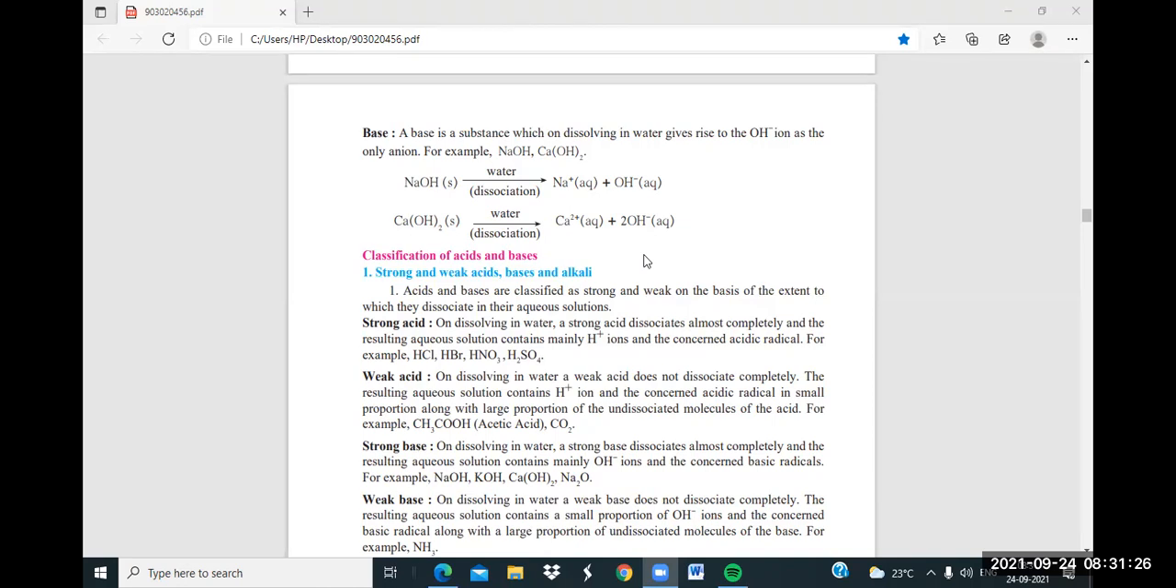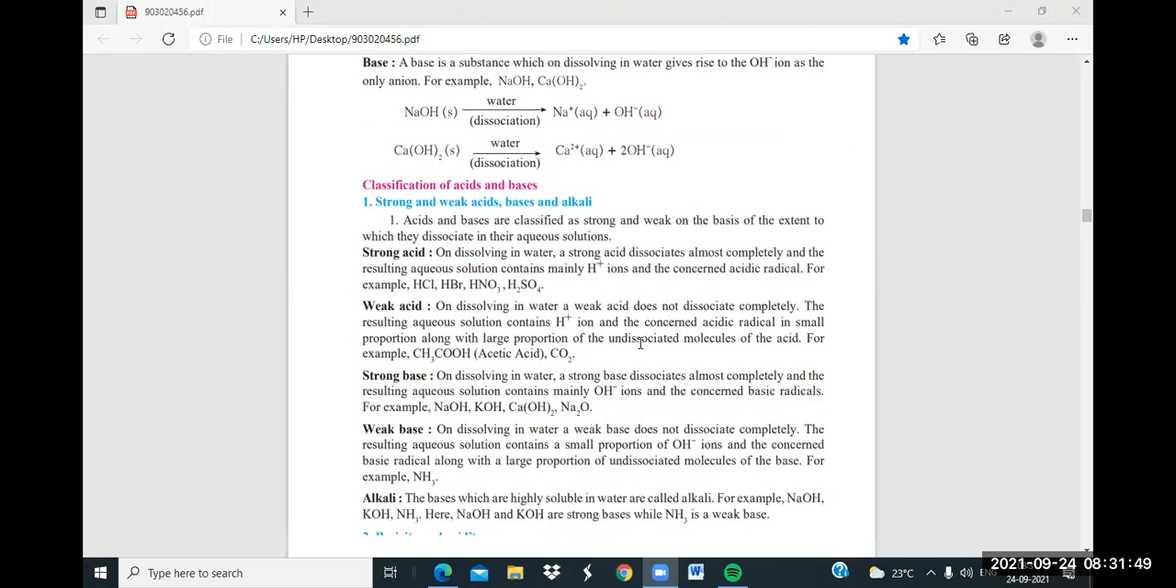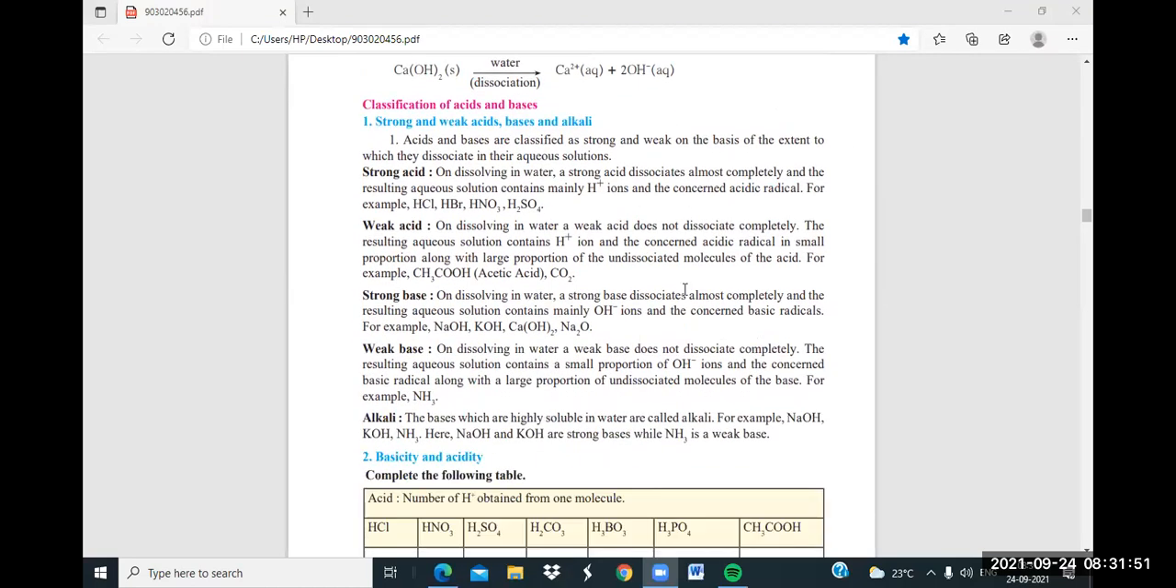So he gave the Arrhenius theory. The statement for the acid: the substance which dissolves in the water and gives only H plus ions is called an acid, and the substance which dissolves in the water and gives only OH minus ions is called a base, the anion. Got it, everyone? Yes or no? Yes, sir.